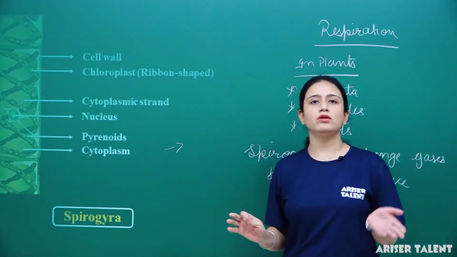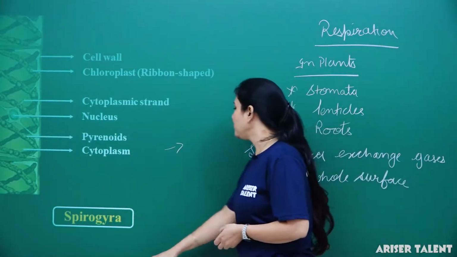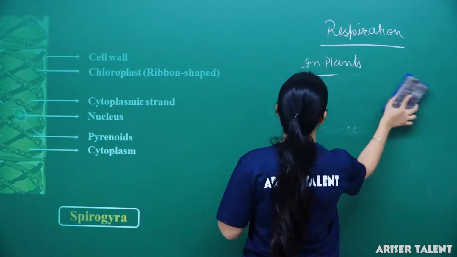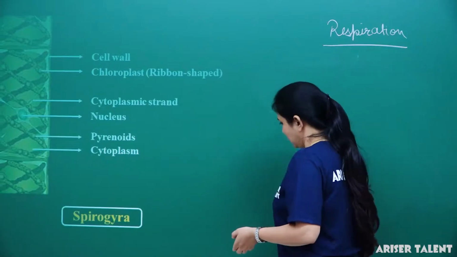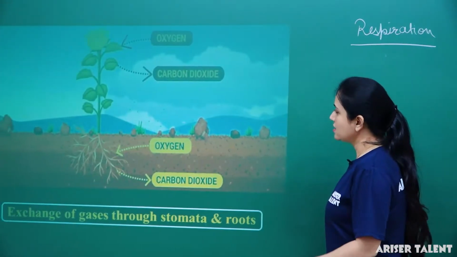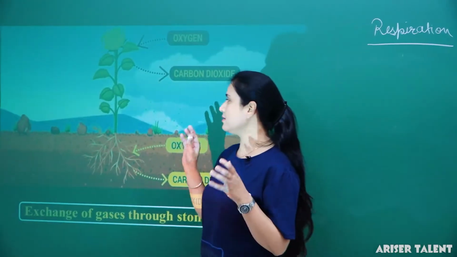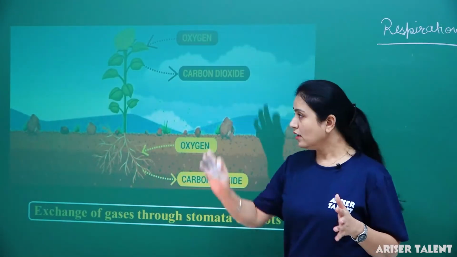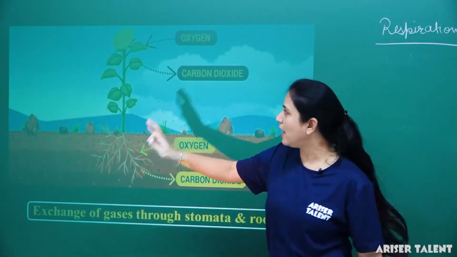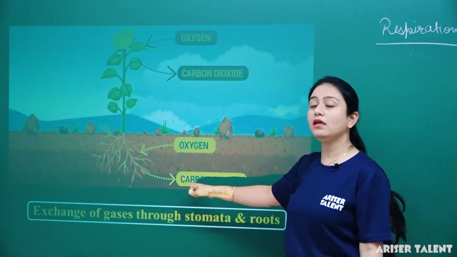Now we will talk about the plants, general plants. Okay, next, this is the complete diagram. It is the diagram of a plant. Here I'll explain to you the process of respiration by the leaves and by the roots.